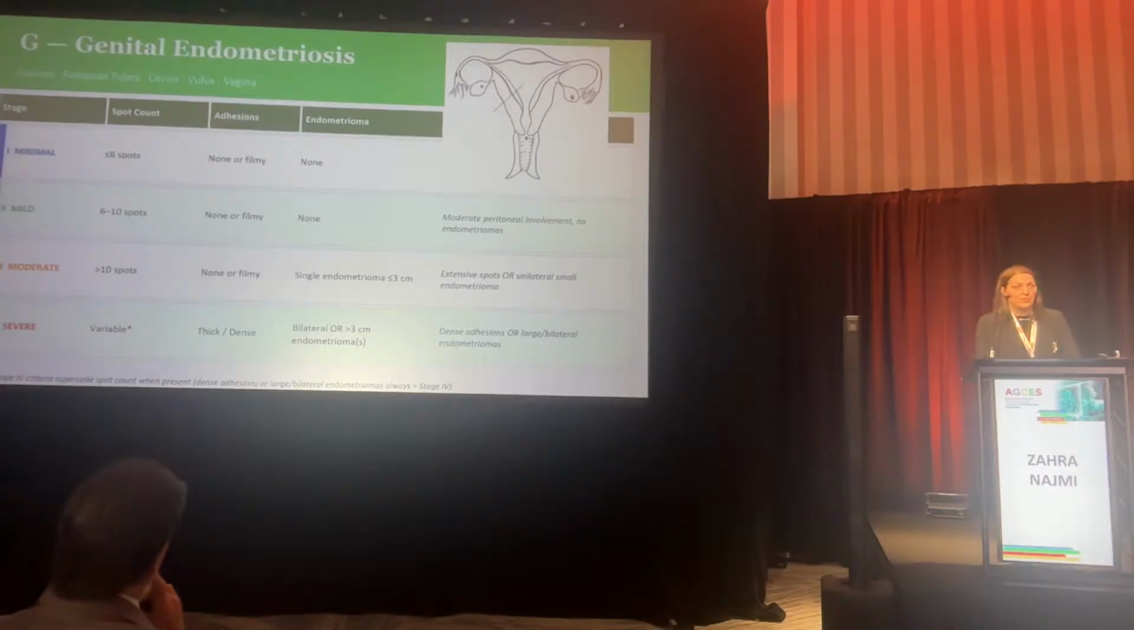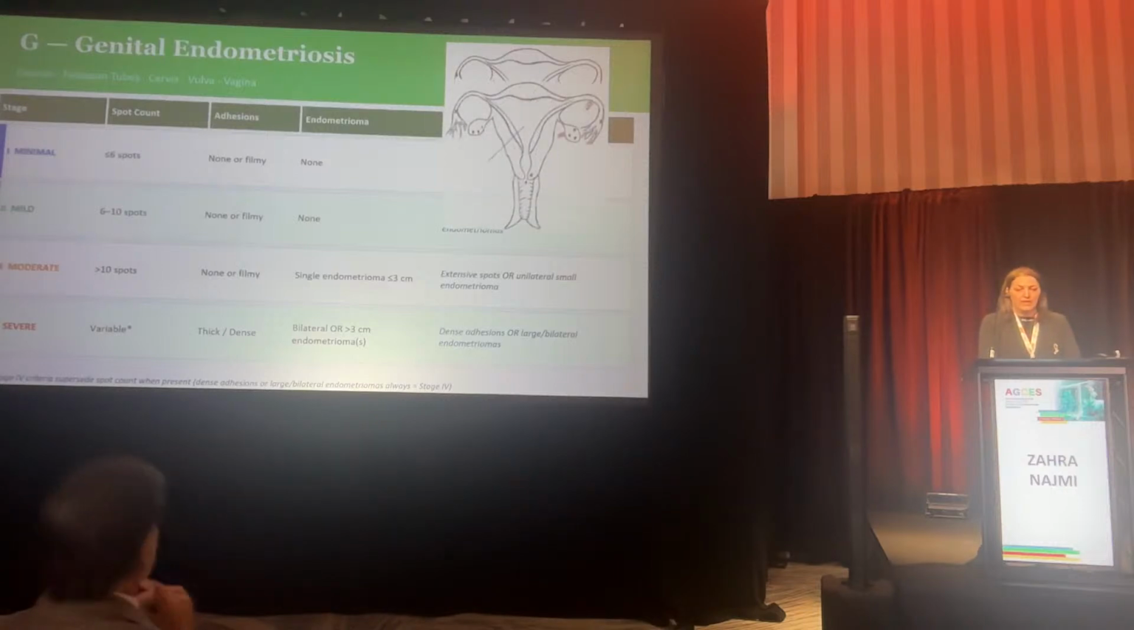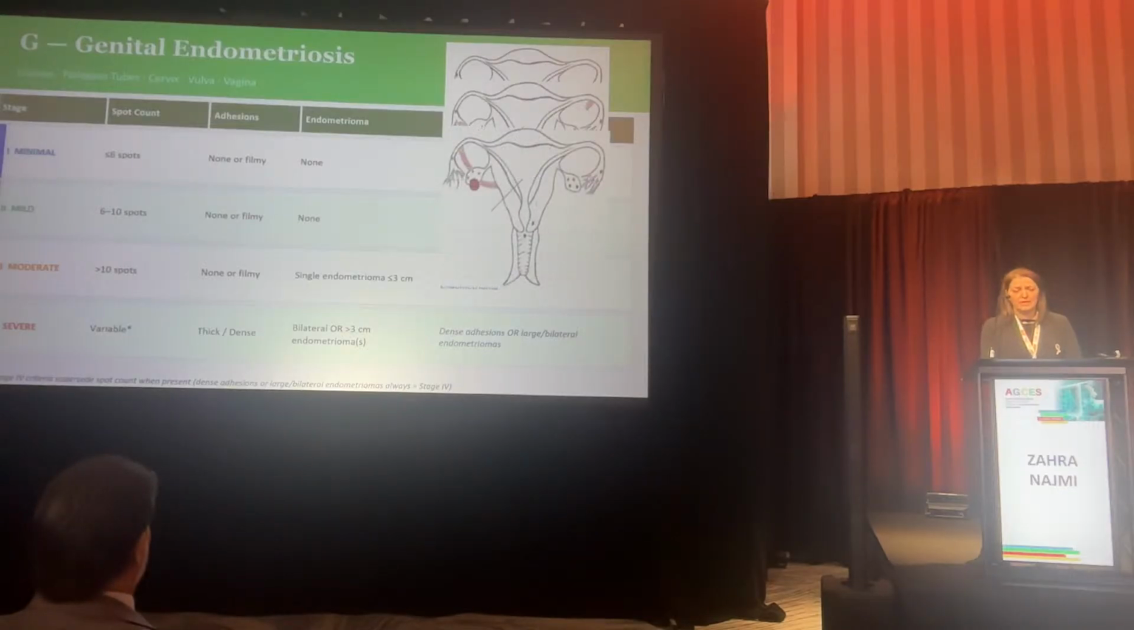Stage 2 will be considered for patients with 6 to 10 spots of endometriosis, no or filmy adhesions, and no endometriomas. And stage 3, or moderate, they have more than 10 spots of endometriosis in genital organs, none or filmy adhesions, and a single endometrioma less than 3 centimeters. And finally, for stage 4, the number of spots could be completely variable. The adhesions could be thick or dense, considered as stage 4 or severe, and endometrioma could be bilateral or one more than 3 centimeters.